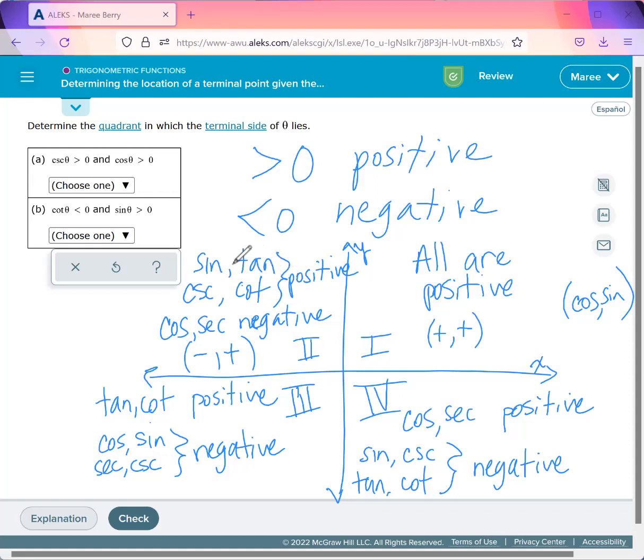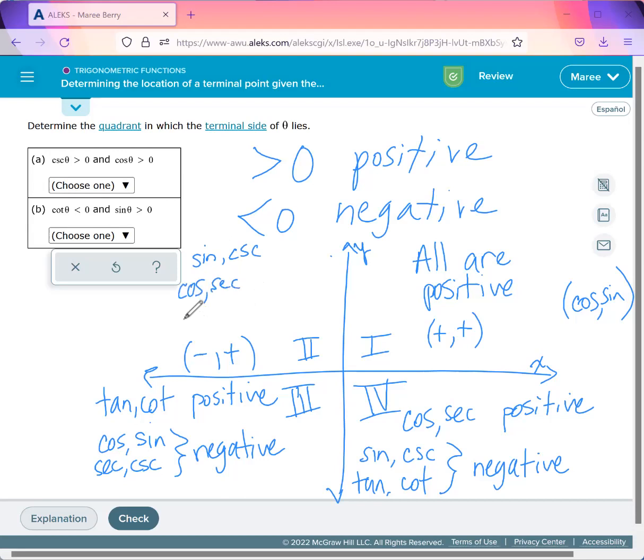Cosine. Wait a minute, why is the tangent positive in the second quadrant? That's not true. The tangent and cotangent should be negative. I have this written down in my notes wrong. Let's fix this. Okay, so on this side, positive is the sine and the cosecant. And then the negative will be the cosine, the secant, tangent, and cotangent. Those ones will be negative.